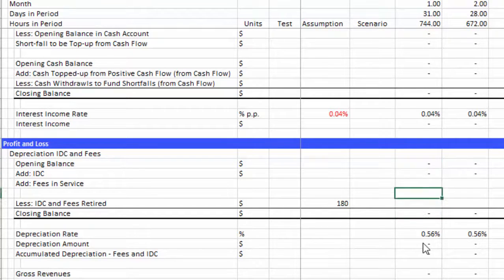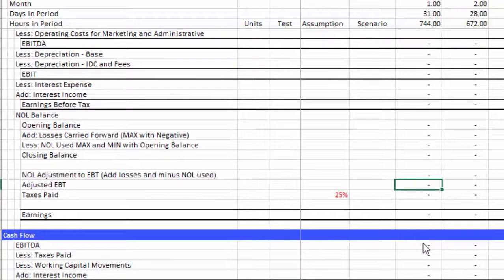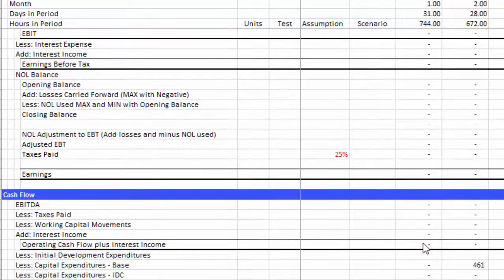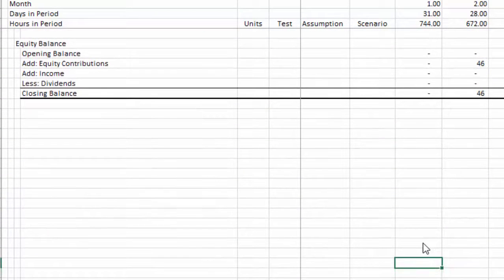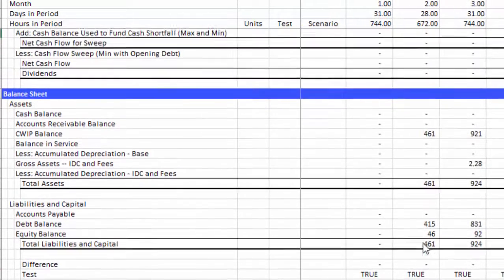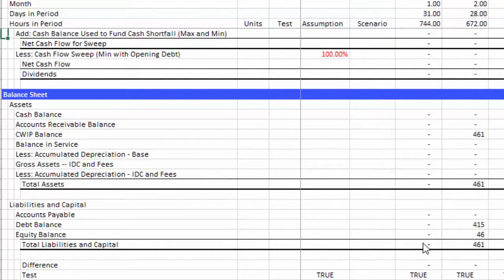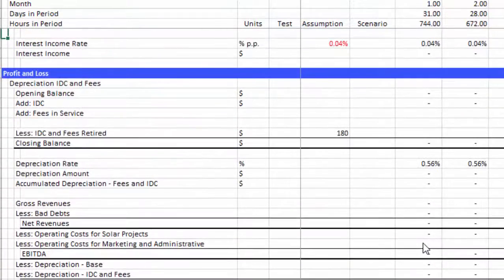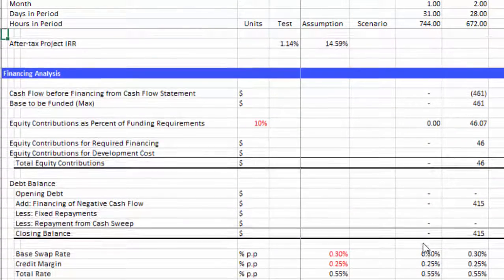Okay, now how about this? I'm going to remove this, and right now the balance sheet balances. This is a major kind of victory. Why don't we go through this a little bit slowly?